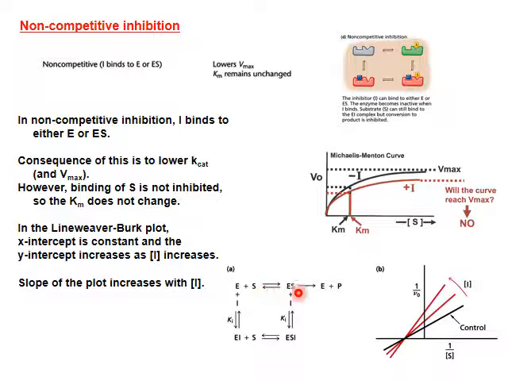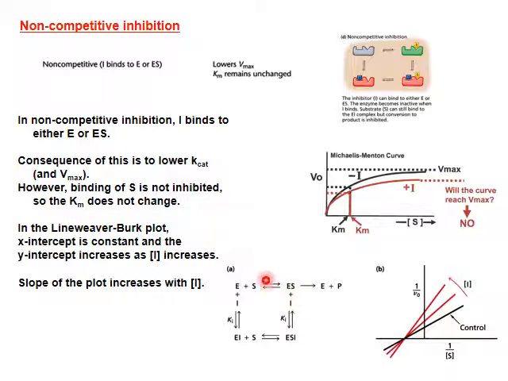So here's our E plus S goes to ES goes to E plus P. All right. The I binds both the E form and the ES form, and maybe you have an interconversion here of EI plus S goes to ESI. Again, we're not too concerned about that right now. These Ki values here, if they're equal, in other words, I binds to E and ES with the same affinity, you'll have this. The intersection would be on the x-axis.